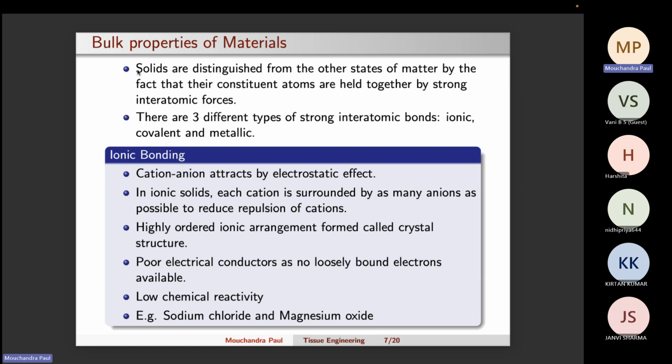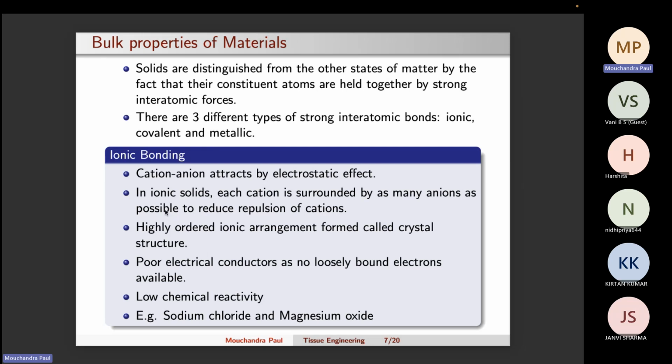So what contributes to the bulk properties, or what is going on in the bulk of the material? These materials are solids, and solids are different from other states of matter like liquids and gases because the atoms in solids are held together by strong interatomic forces. Mainly there are three types of interatomic bonds, the primary bonds known to us: ionic bonds, covalent bonds, and metallic bonds.